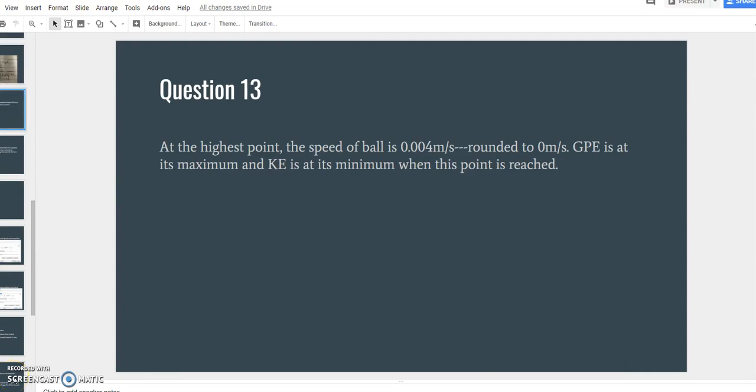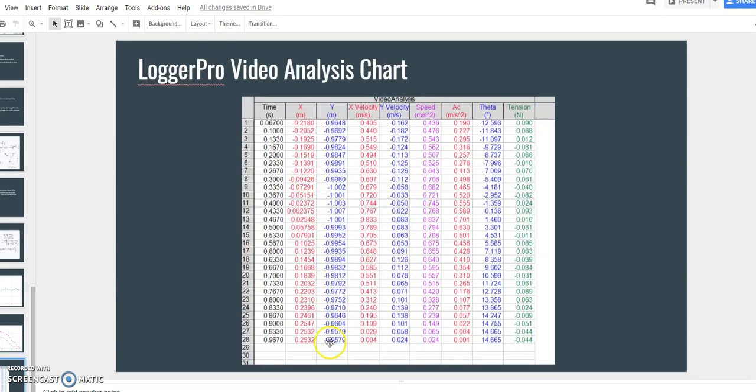Question 13. What is the speed of the ball at the highest point? At the highest point of a swing, the speed of the ball is essentially 0. Our value here, 0.004 meters per second, is what LoggerPro determined the value to be in its data analysis. So this value right here.